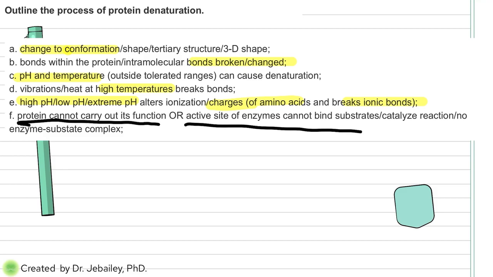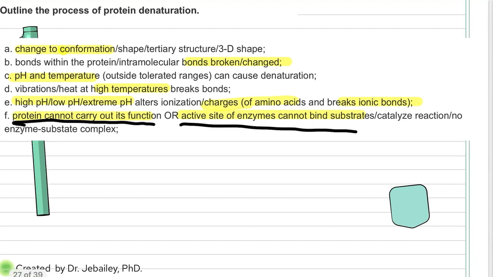And then when all of that causes a break, a change, what happens? It cannot function, or the active site, for example, cannot bind the substrates. So this is a combined answer: first mentioning what is actually happening, then the two things that cause it to happen, and then giving examples.